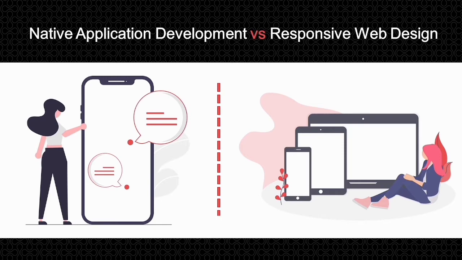It can't run on a device with a different operating system. For example, you're not able to run an iOS app on an Android device. If you want your app to run on both, you need to develop two versions of your app, one for iOS and another for Android.